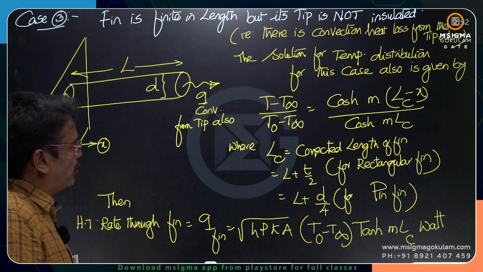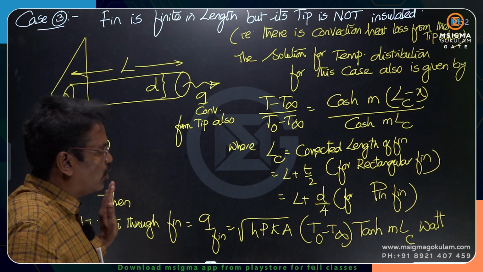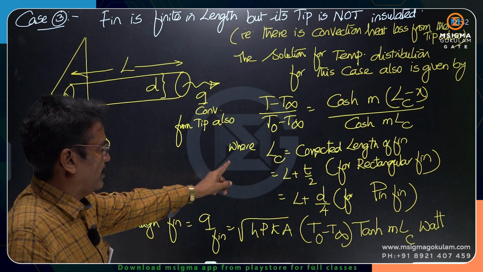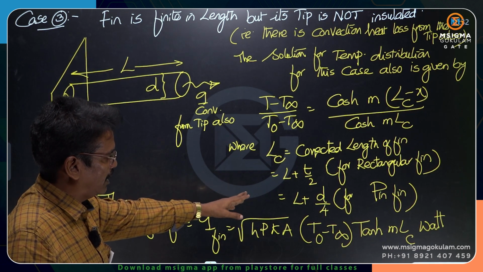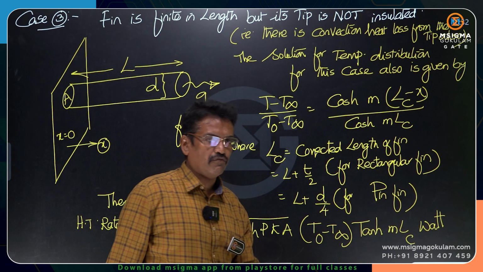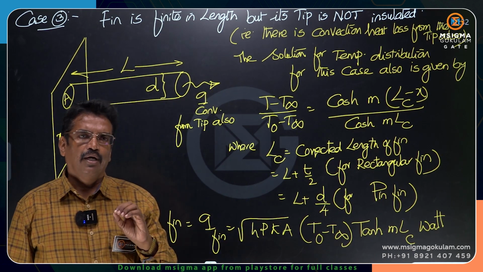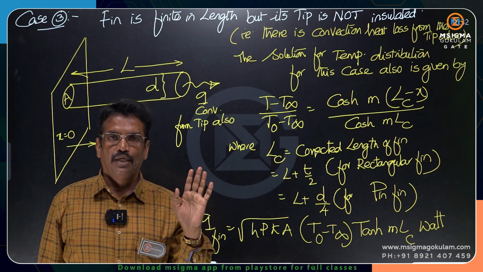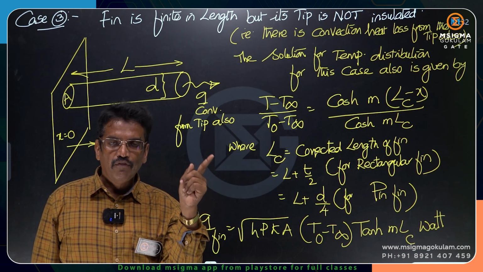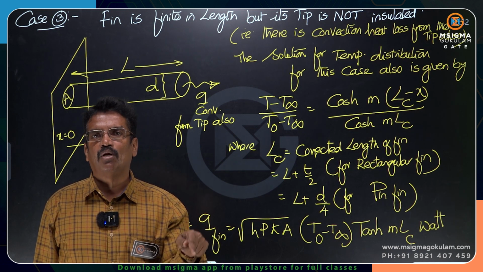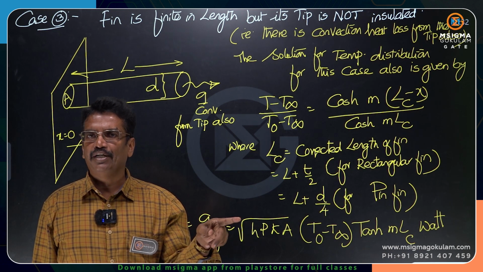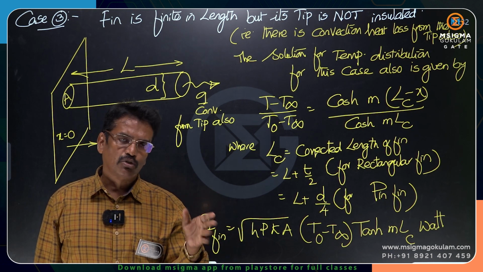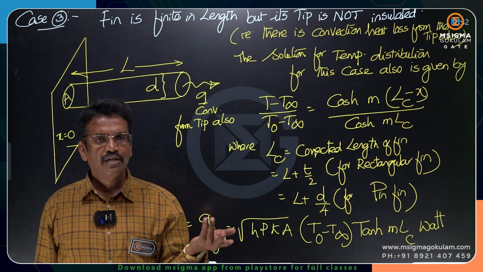Please note that the case 2 formula and case 3 formula are exactly the same. The only thing is the L in case 2 is replaced here with LC. LC is given by L plus T by 2 for rectangular, L plus D by 4 for the pin fin. Otherwise there is no difference. That means if no case is mentioned in any fin problem, by default take case 2. You consider this case only when the problem specifically mentions that there is convection heat loss from the tip also. Almost in every fin problem, we always consider the second case.